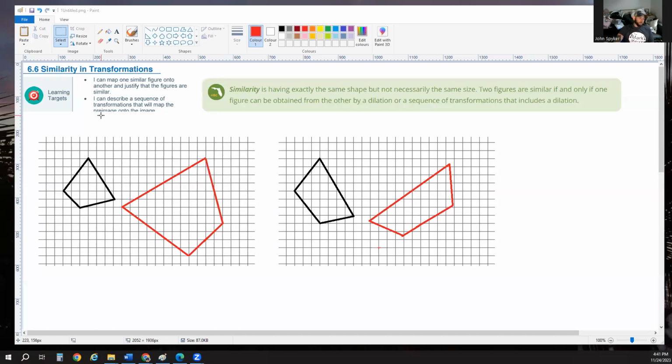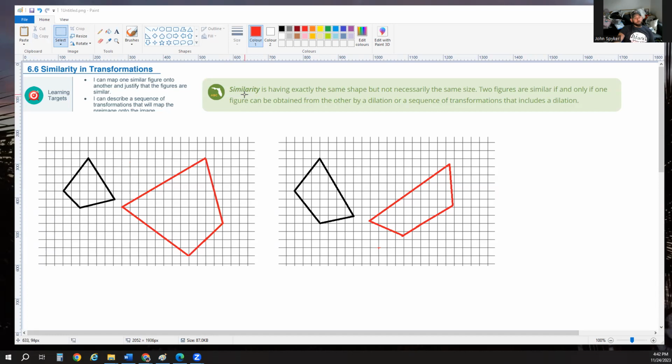Okay, so we're doing section 6.6. This is similarity in transformations, and we're revisiting a topic way back in unit 1. It was first introduced when we were talking about similarity, and now we're talking about it in transformations.